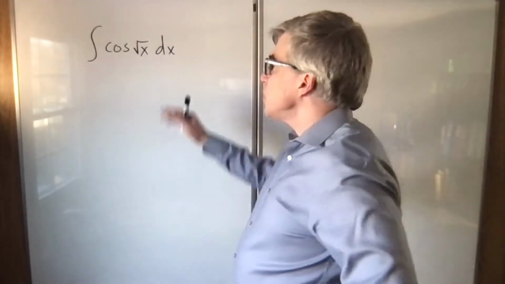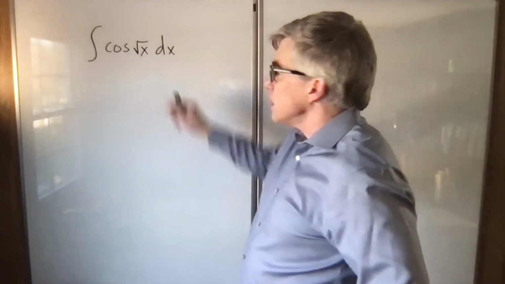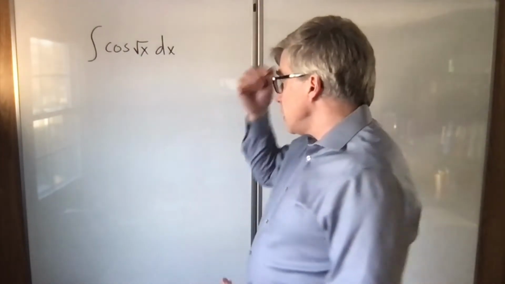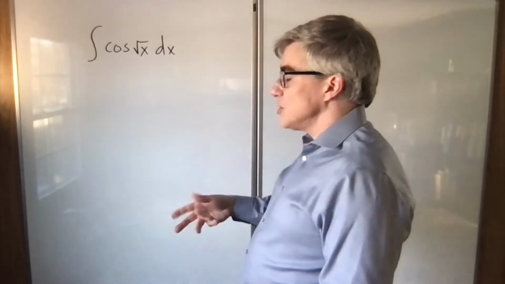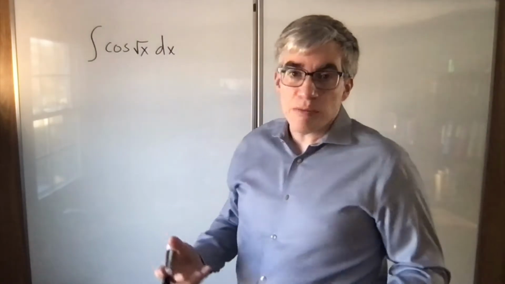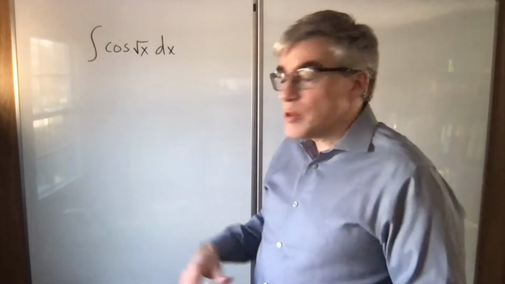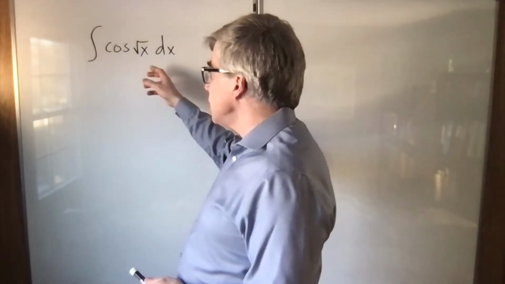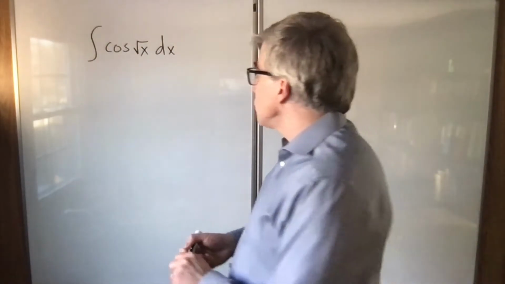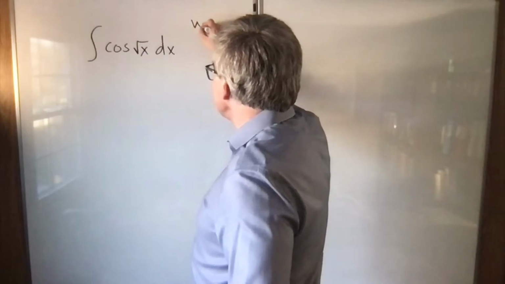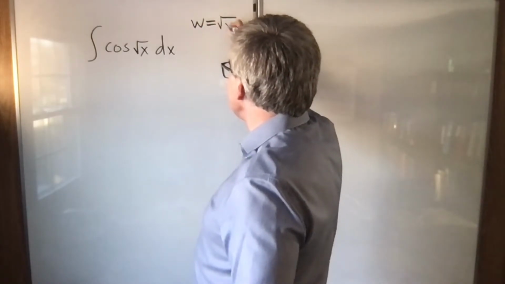How do we approach integrating cosine square root x dx? Well, I don't see anything like partial fractions jumping out at me. The first thing that comes to mind is to try substitution. The functions we have here are cosine and square root. So the first thing I want to do is try, say, w is the square root of x.